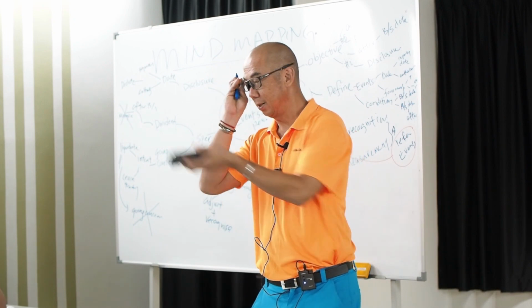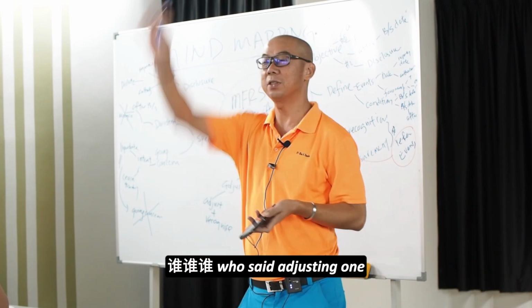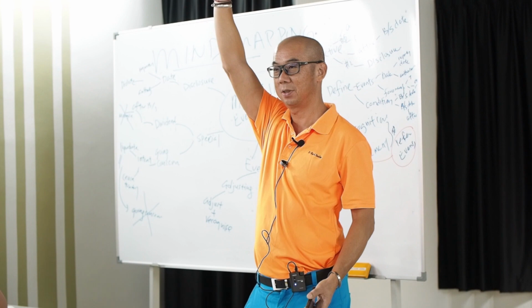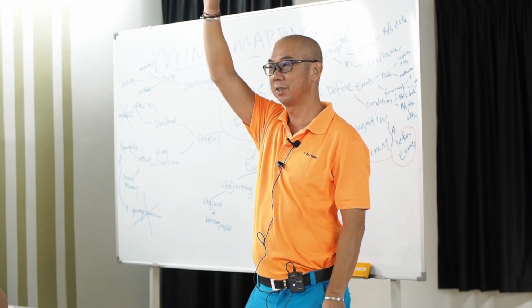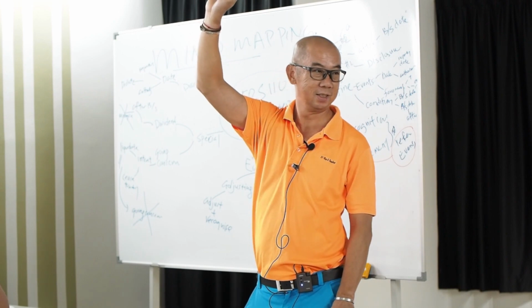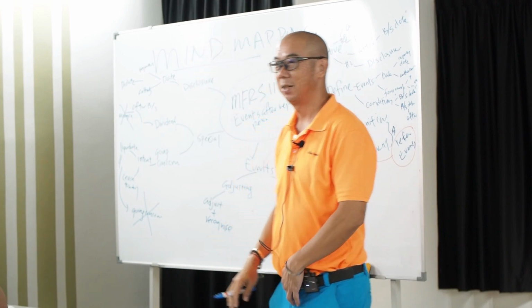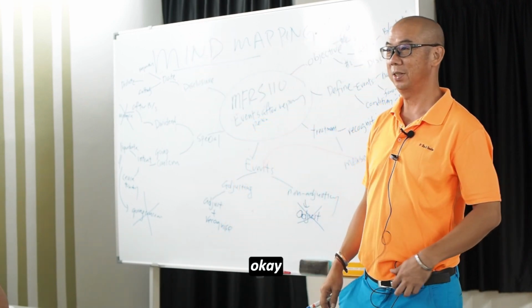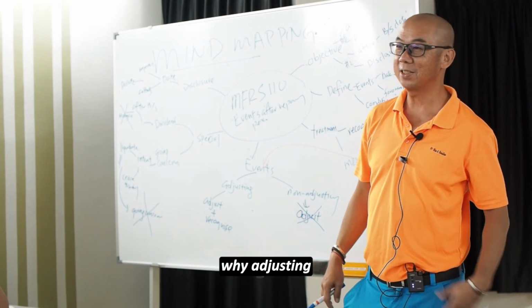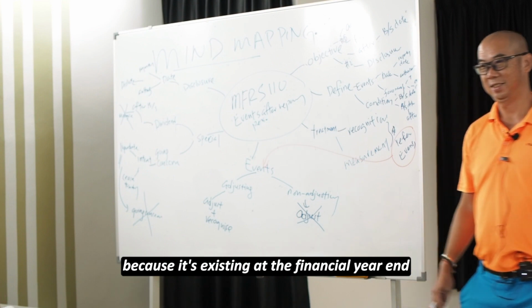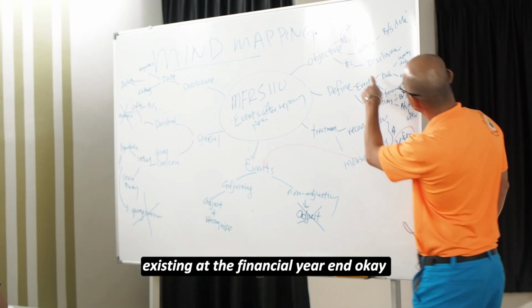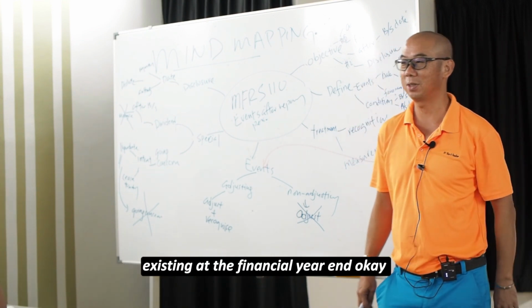Adjusting. Who says adjusting? Come. Who says adjusting? Understand? Okay. Right? Why is it adjusting? Because it's existing at the financial year end.